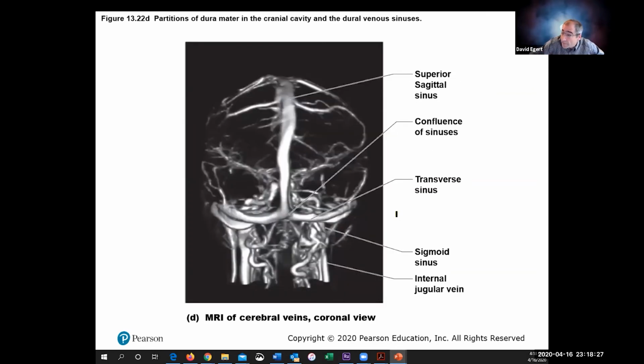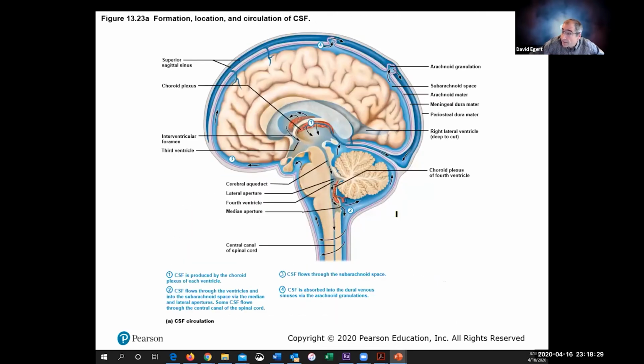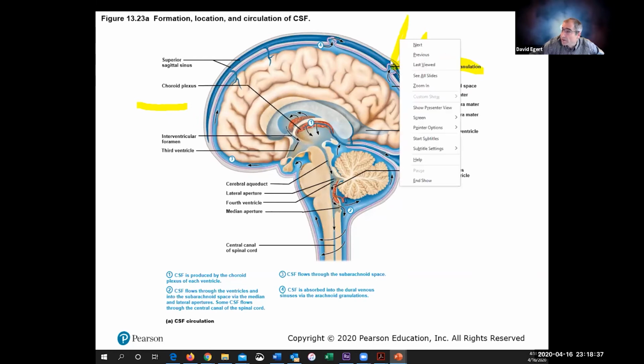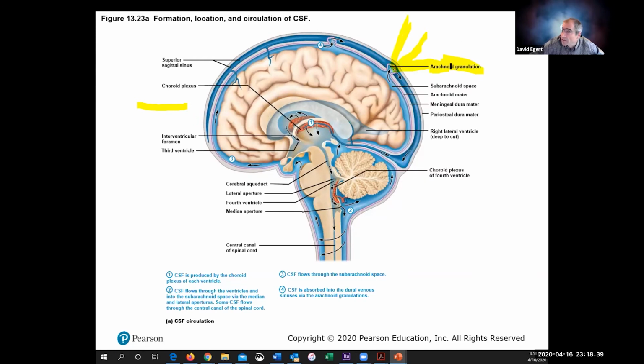At the same time, I could use a picture like this on a lab practical and wouldn't say arachnoid granulation. I could say, what is this little structure here and what is its function? And you would have to be able to pick it out in that kind of situation as well.